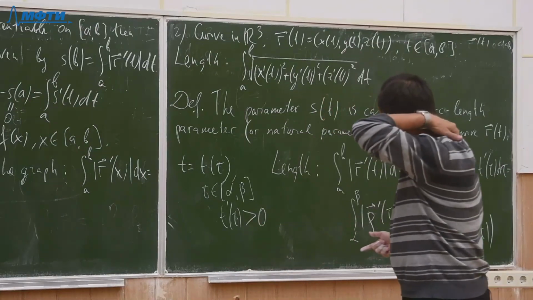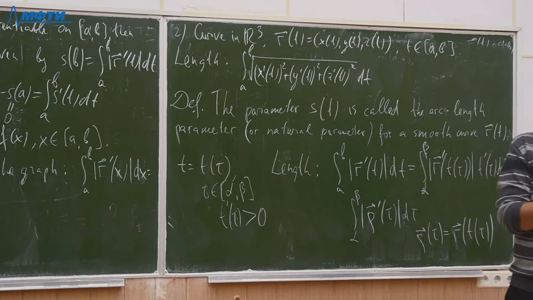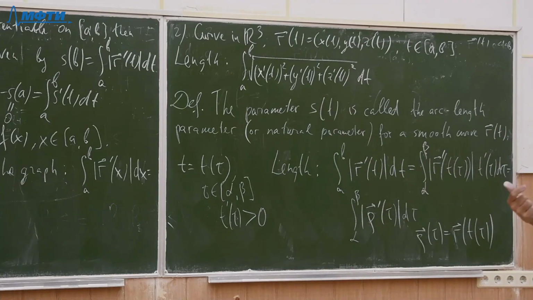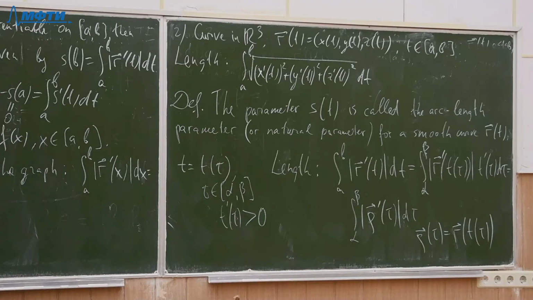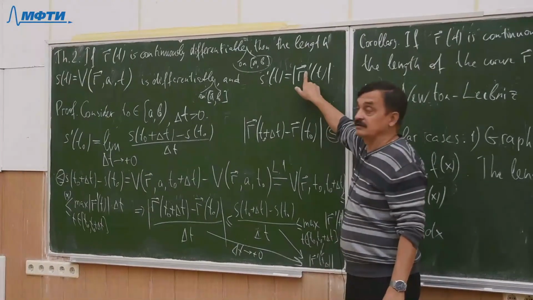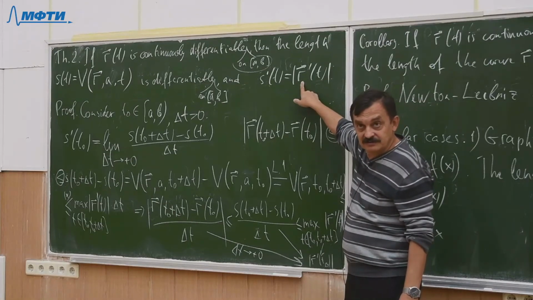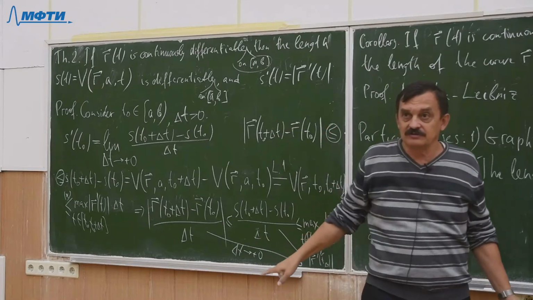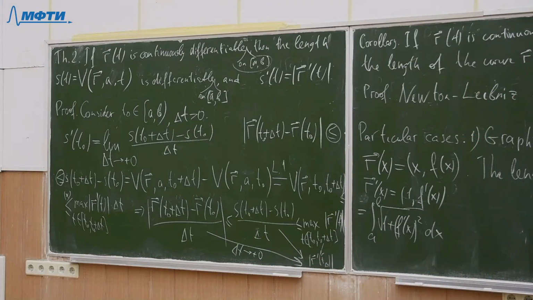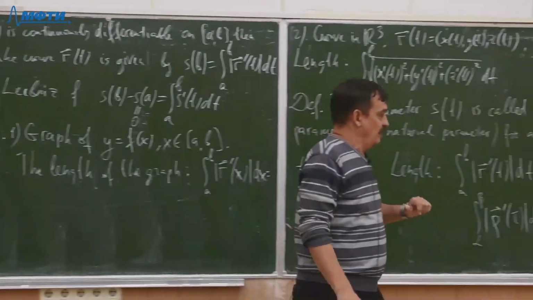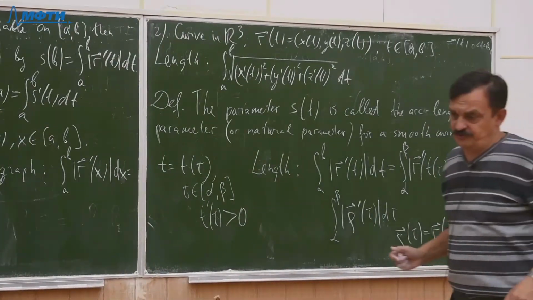And also the parameter s of t, of course, can be considered. Why? Because if the curve is smooth, then, as we know by definition, the derivative is never zero, right? So s prime is never zero. That is okay, right? So indeed we can consider it a parameter. And that is a natural parameter from many points of view.